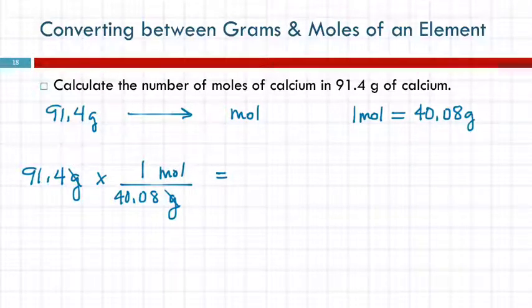Then you need your calculator. That's 91.4 times the top, divide by the bottom, so times 1 divided by 40.08. And I look at that and I see that my starting number had 3 sig figs and the molar mass had 4. So this is going to be 3 significant figures, 2.28. I'm going to write down 2 extras, and the unit is mole. And then when I round that, 2.28 moles. Any questions?